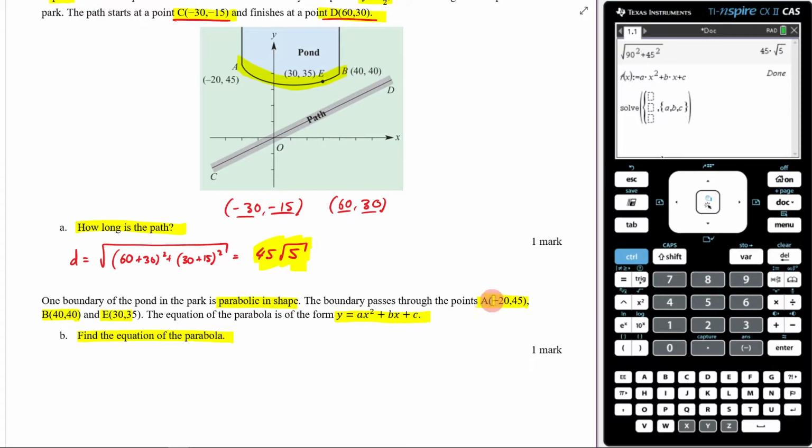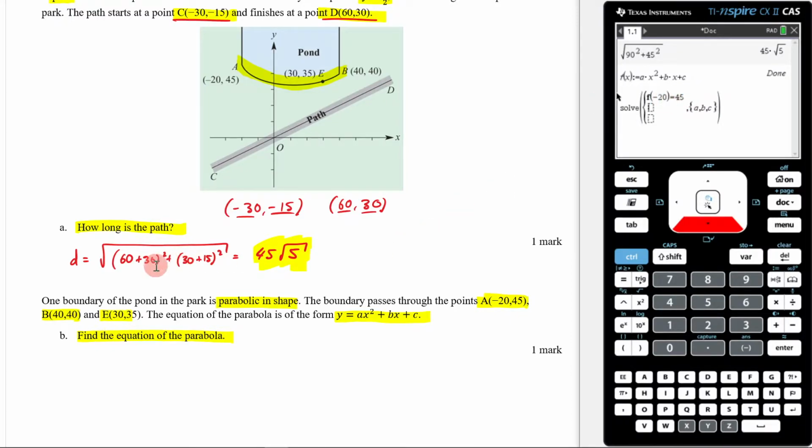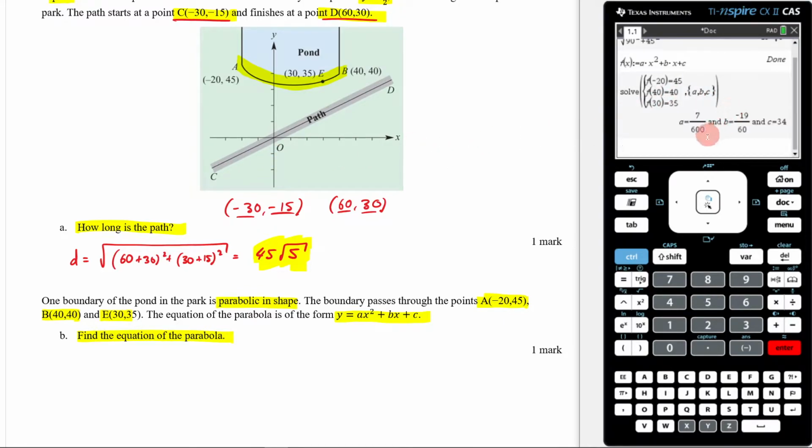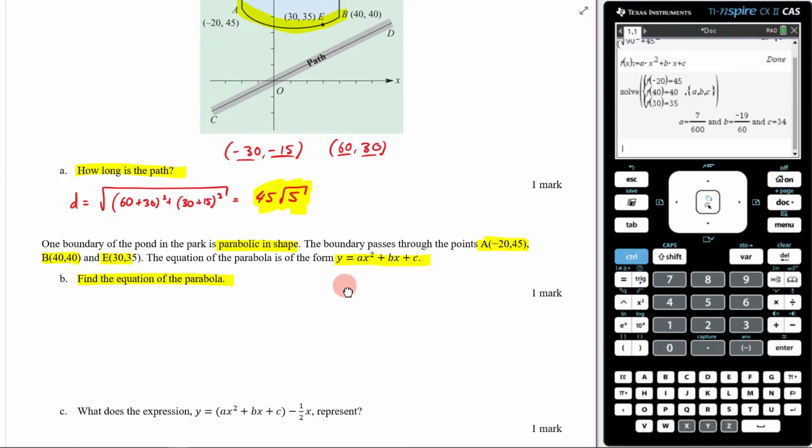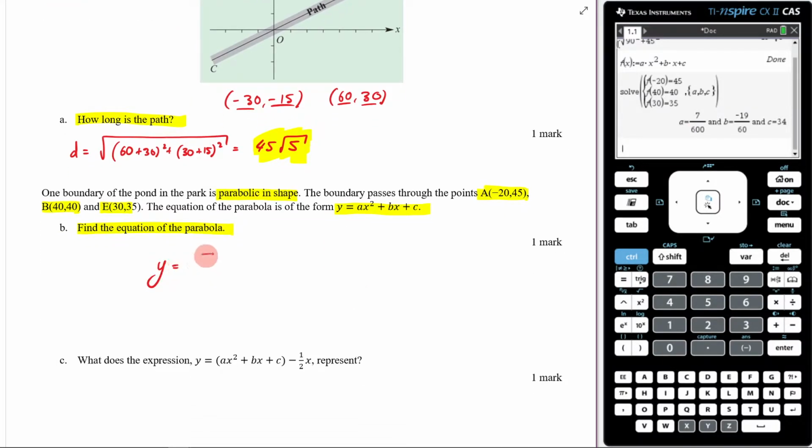Now, what are we told? We are told that we've got -20, 45. So that means when my x value is -20, this will be 45. Then the next one is 40, 40. 40, 40, that used to be a game we used to play at school. Do people still play 40, 40? I don't know, maybe. 30, 35. All right. Then we hit enter and we get this out here. Okay, amazing. So we're going y is equal to 7 on 600 x squared minus 19 on 60 x plus 34.